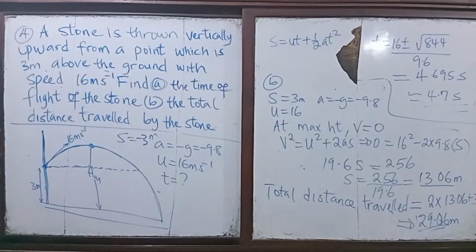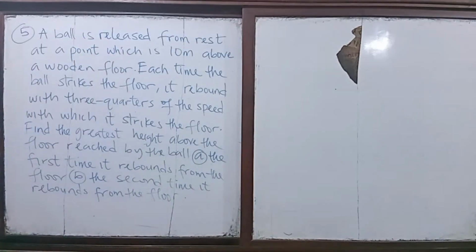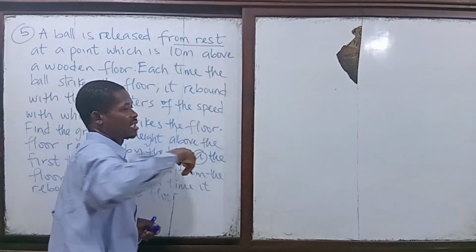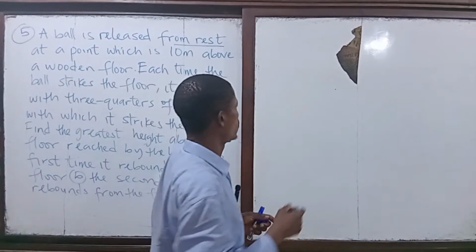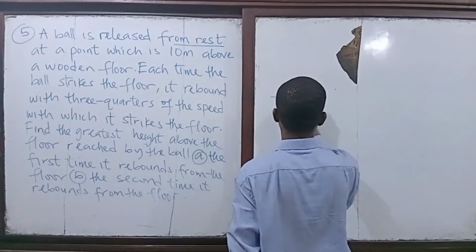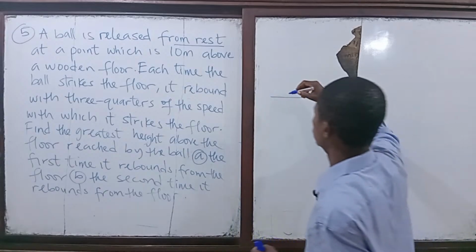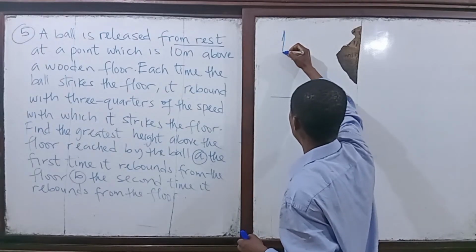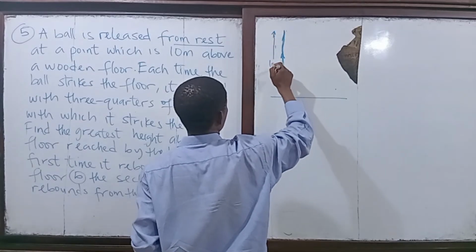Okay, so let's see another question. A ball is released from rest. Underline this, from rest. An object is released from rest at a point which is 10 meter above a wooden floor. So let's say this is a wooden floor, and the point is 10 meter above it. That's 10 meter.